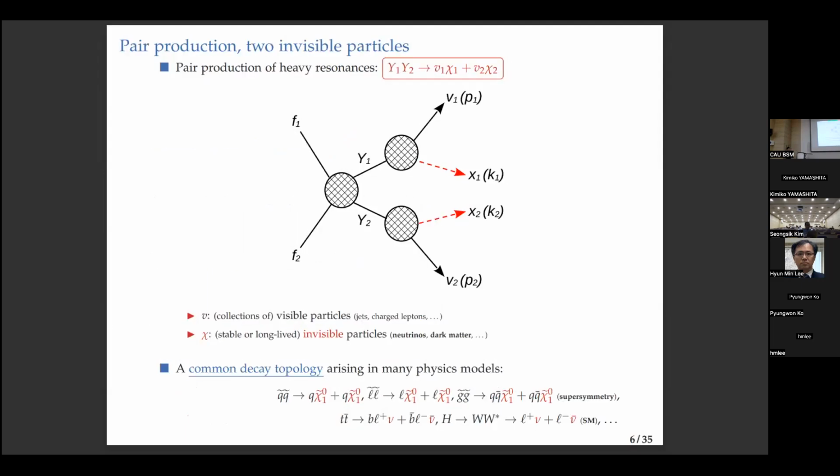So let's consider some event topology with pair production of some heavy parent particles, which are 1 and 2, each decaying into some visible particles and invisible particles, such as dark matter. This is a very common decay topology arising in many new physics models as well as in the standard model, especially the t t-bar process.